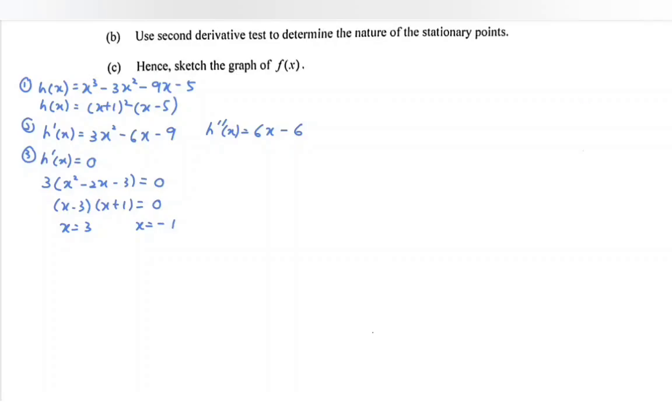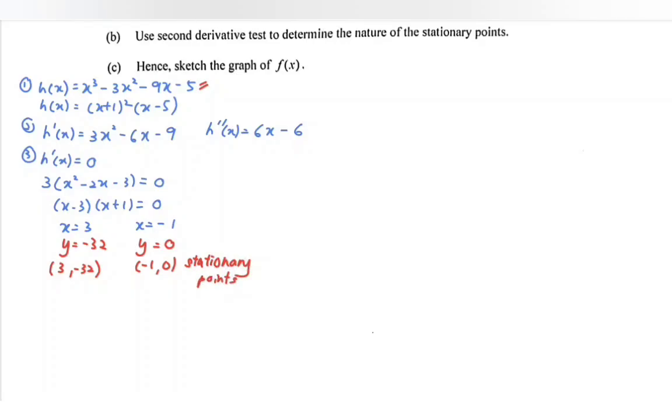Kindly substitute into the function h(x) in the calculator and make use of the calculate function. Determine the value of y when x is equal to 3. Here we have negative 32, and y when x equals negative 1 will be 0. So the stationary points will be (3, negative 32) and (negative 1, 0).